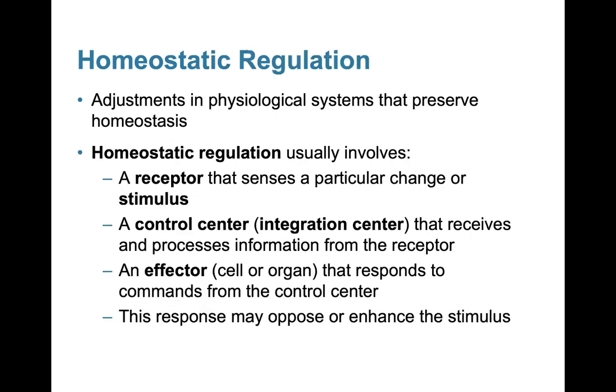Now, homeostatic regulation is adjustments in physiological systems that help to preserve homeostasis. And homeostatic regulation usually involves a receptor that senses a particular change or stimulus. So this would be something found in the environment that will pick up a particular stimulus, such as pressure, maybe a chemical, maybe light. So it's going to pick up some type of stimulus.